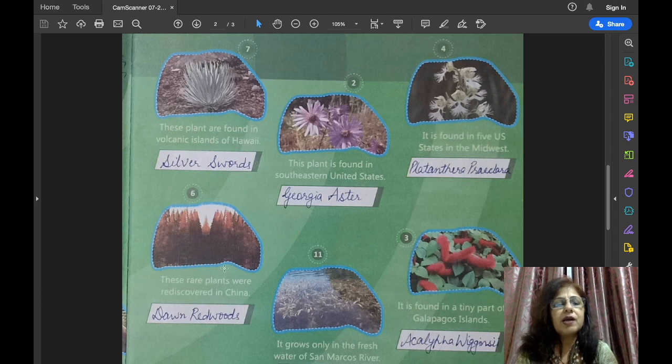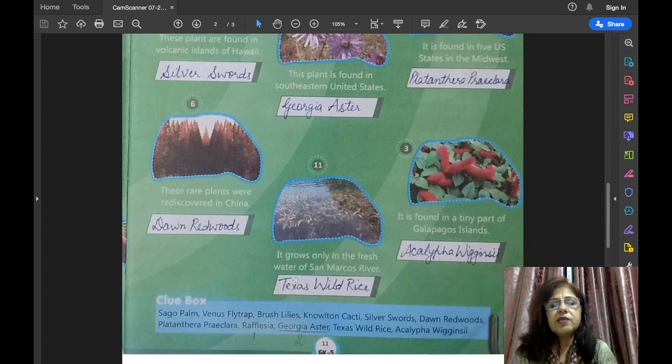So these plants were rediscovered in China, and the name of these plants is dawn redwoods. The next one grows only in the fresh water of San Marcos River. San Marcos is the name of the river, and this plant grows only in the fresh water of San Marcos River, and the name of this plant is Texas wild rice.